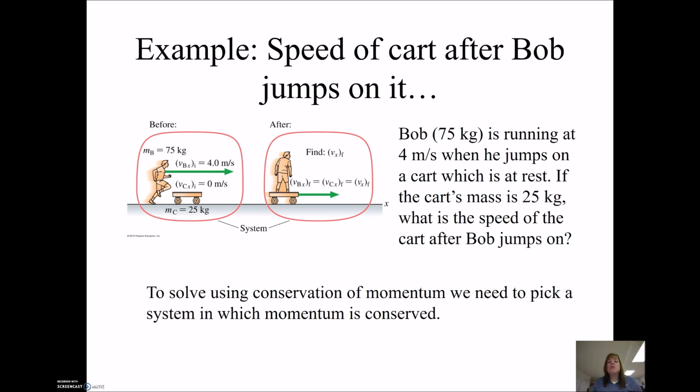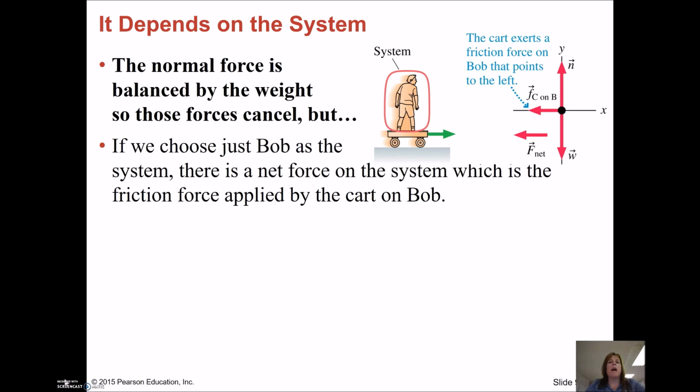In order to use the conservation of momentum law, so the momentum initial equals the momentum final, we need to pick a system in which the momentum is conserved, in which there are no external forces. So what do I mean by that? If we choose our system as just Bob, and we draw a free body diagram of Bob, we're drawing a free body diagram because we need to identify forces and look for unbalanced forces. A free body diagram of just Bob would be his weight down, the weight of Bob, and the normal force up, which is coming from the fact that Bob's standing in the cart. So it's really the force of the cart on Bob, or the normal force.